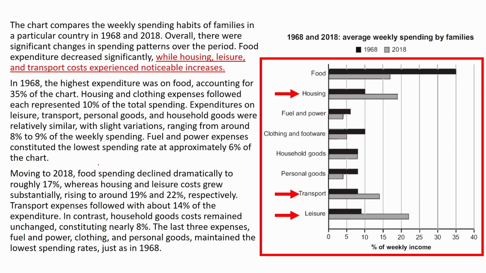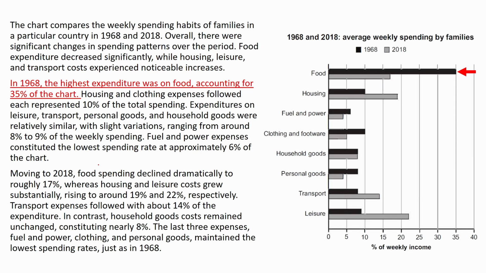Good. Now we start with 1968 and we'll report those points, and then 2018 because it's logical, right? I start with food because that was the highest percentage. In 1968, the highest expenditure was on food, accounting for 35% of the chart. Then I continue with housing and clothing and footwear. Housing and clothing expenses followed, each represented 10% of the total spending, right?